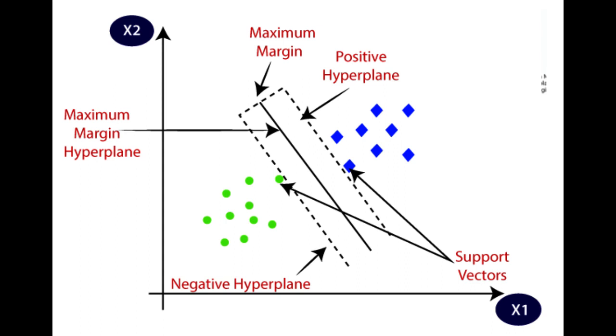Support vectors: The data points or vectors that are the closest to the hyperplane and which affect the position of the hyperplane are termed support vectors. Since these vectors support the hyperplane, hence they are called support vectors.